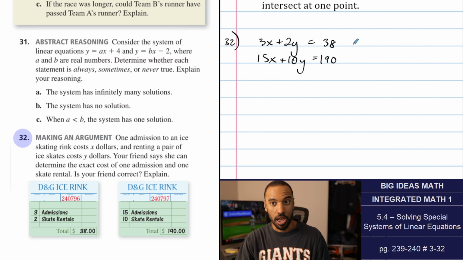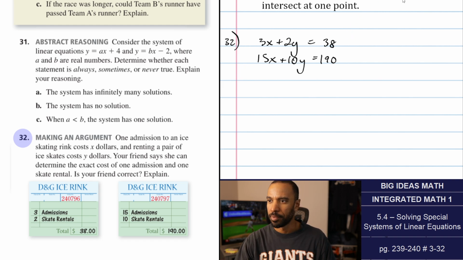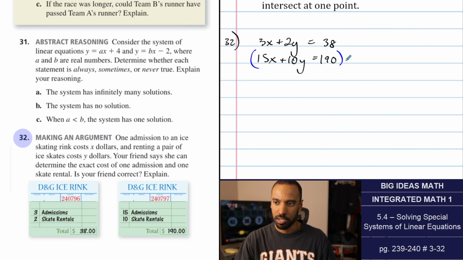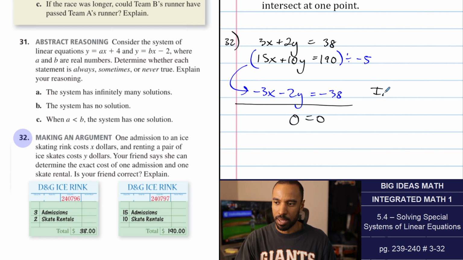Off the bat, I'm going to say no. You'll notice why when we do more of the problem. If I divide the bottom equation here by -5, I can eliminate x's. But gasp, what also happens? The y's are going to eliminate here as well. Is that -38? Yeah, -38. And then these all eliminate. You get 0 equals 0, which is infinitely many solutions.